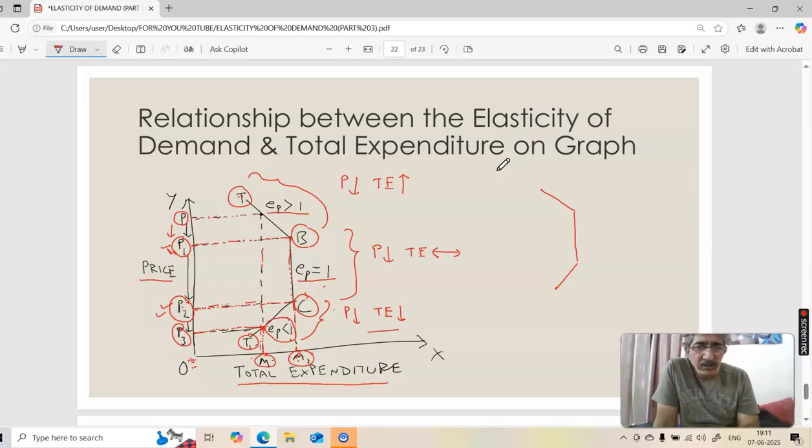With that, I conclude this short session on the total expenditure method of measuring price elasticity. Thank you.